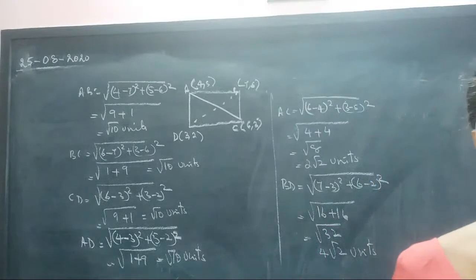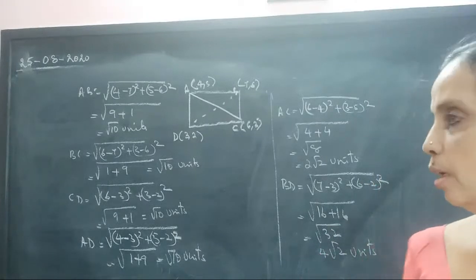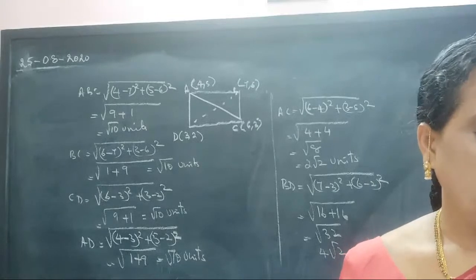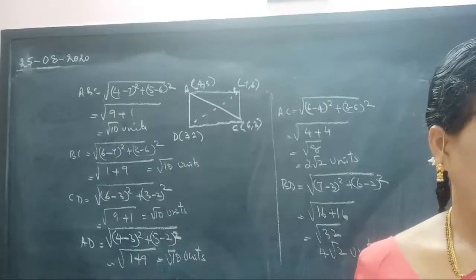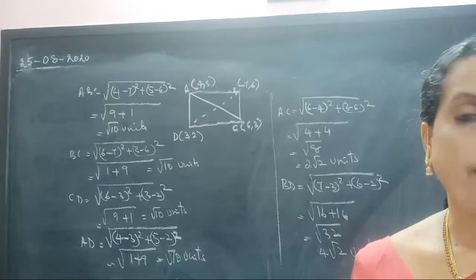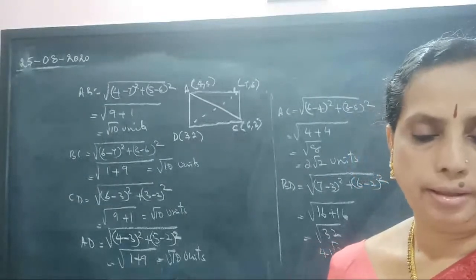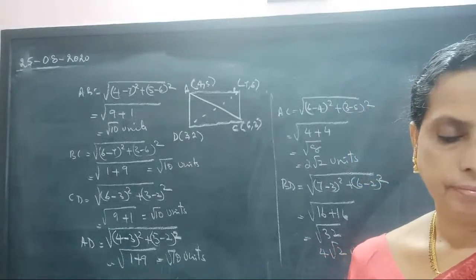Is over. So come to the conclusion. All the adjacent sides are equal, diagonals not equal. Therefore, they are the vertices of a parallelogram and not a rectangle. Okay.